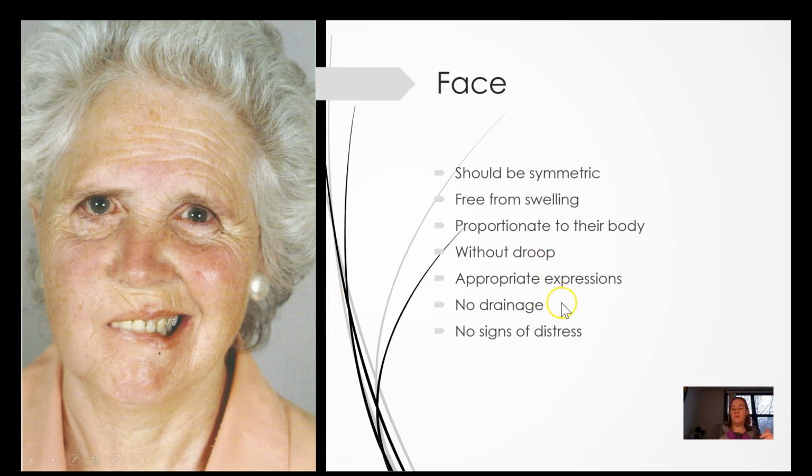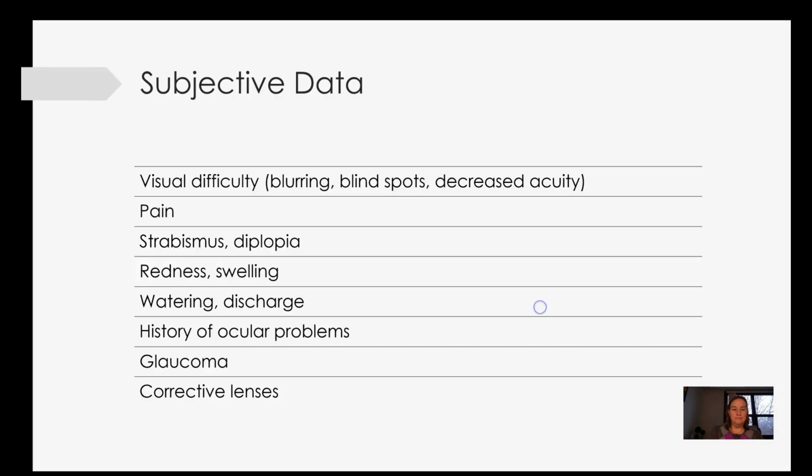We want to look for appropriate expressions. Are they flat? Are they happy? Are they manic? Where are they at on the spectrum? And what sort of expressions are they putting out there for us? We're looking for any drainage, so that would be from the ears, the nose, the mouth, the eyes, anything like that. And we're looking for any signs of obvious distress. So if your patient is breathing funny, sometimes we will see this exhibited in their face.